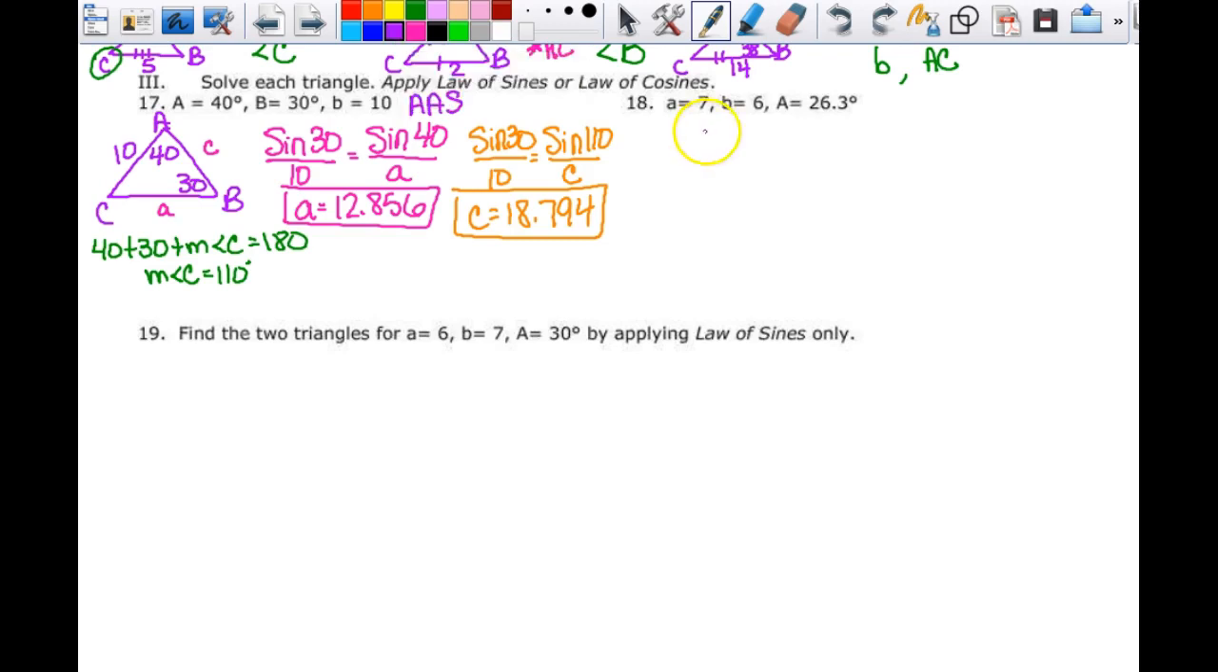All right, so I'm going to draw my triangle. I am solving them with the law of sines or cosines. So this is A, B, C. This is little a, which is 7, little b, which is 6, and angle A, which is 26.3. All right, so what I have here is a side-side angle situation.